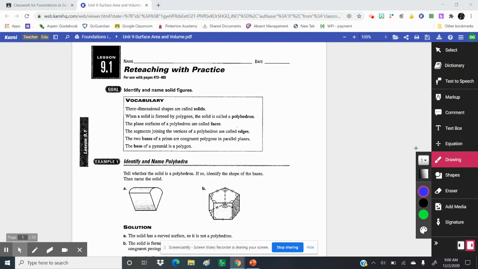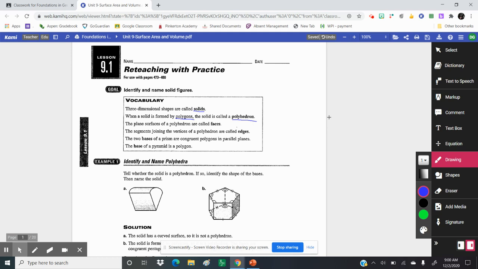So first of all, the three-dimensional shapes are called solids. So there's your word solids. When a solid is formed by polygons, then it is called a polyhedron. So now again, you have to think about your last chapter. If it's formed by a square, a rectangle, a trapezoid, a rhombus, or any of those that you learned about in the last section in Unit 8, if the solid is formed by those, then it is called a polyhedron.